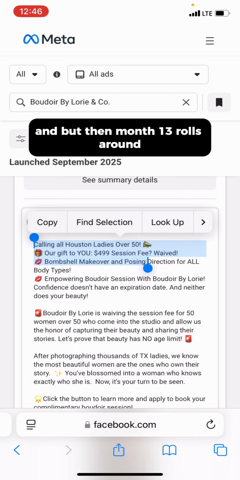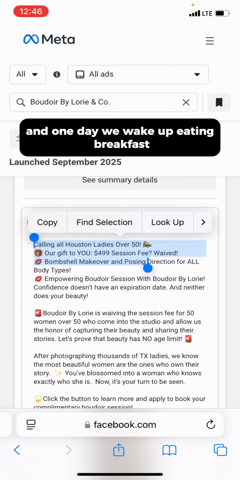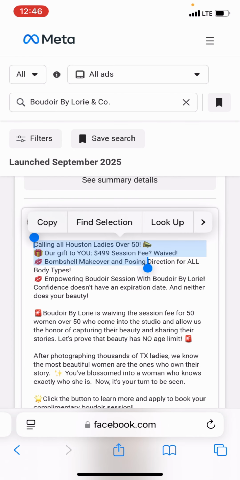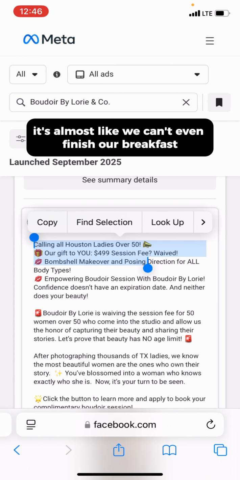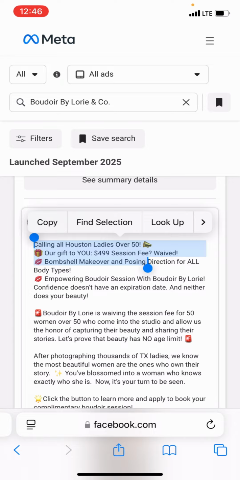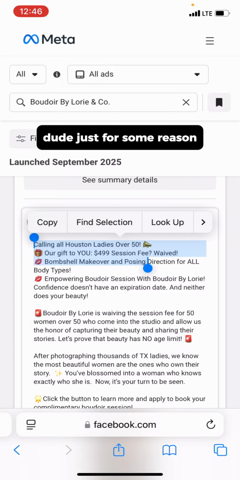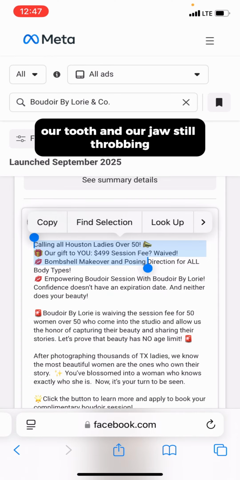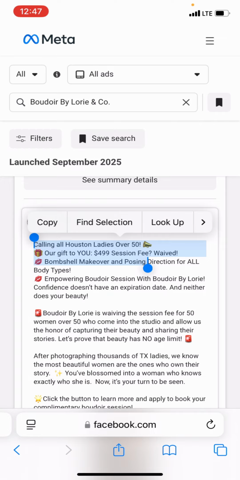But then month 13 rolls around. And one day we wake up, we're eating breakfast, pain with every bite, pain with every meal, pain with every bite in this case. It's almost like we can't even finish our breakfast. And it's on the right side of our mouth, in the back, kind of those molars, on the bottom. Just for some reason, pain in there. So we finish our food the rest of the morning. Dude, our tooth in our jaw is still throbbing, even though we're not chewing anything.